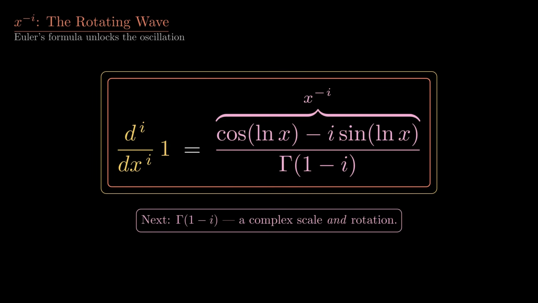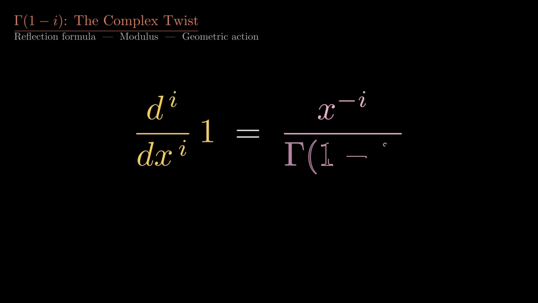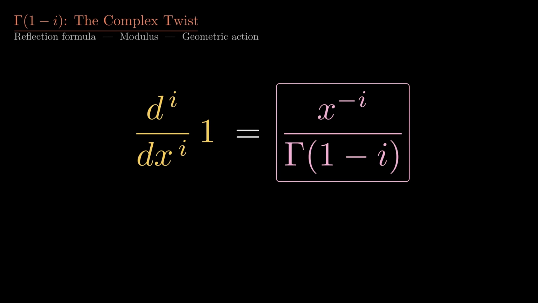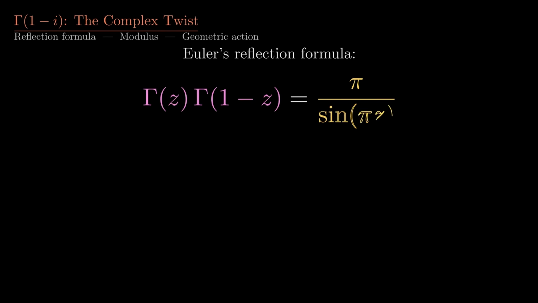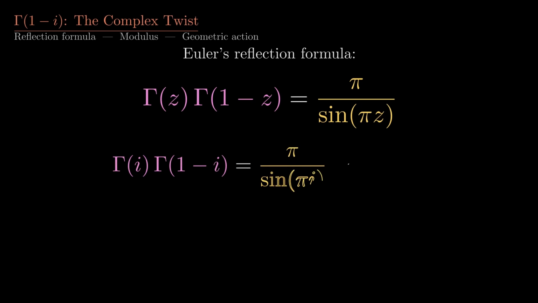What exactly does gamma of 1 minus I do to this wave? We know our derivative equals x to the negative I divided by gamma of 1 minus I. But what exactly is this mysterious denominator? We can unlock its value using the functional equation and Euler's reflection formula. By substituting the imaginary unit I into the formula and taking the absolute value, the complex algebra simplifies beautifully.